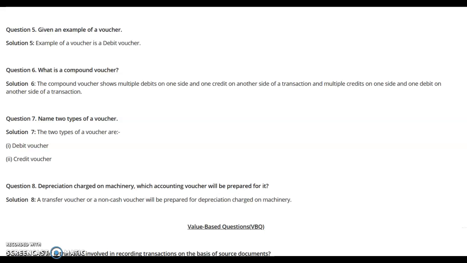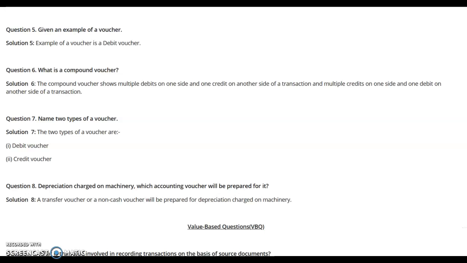What is a compound voucher? The compound voucher shows multiple debits on one side and one credit on the other side, or vice versa. Sometimes a compound or complex transaction has taken place with reference to one common account. For example, salaries paid, rent paid, commission paid in cash. All three of these accounts are associated with one common account, that is the cash account. For such cases, we can frame a compound voucher.